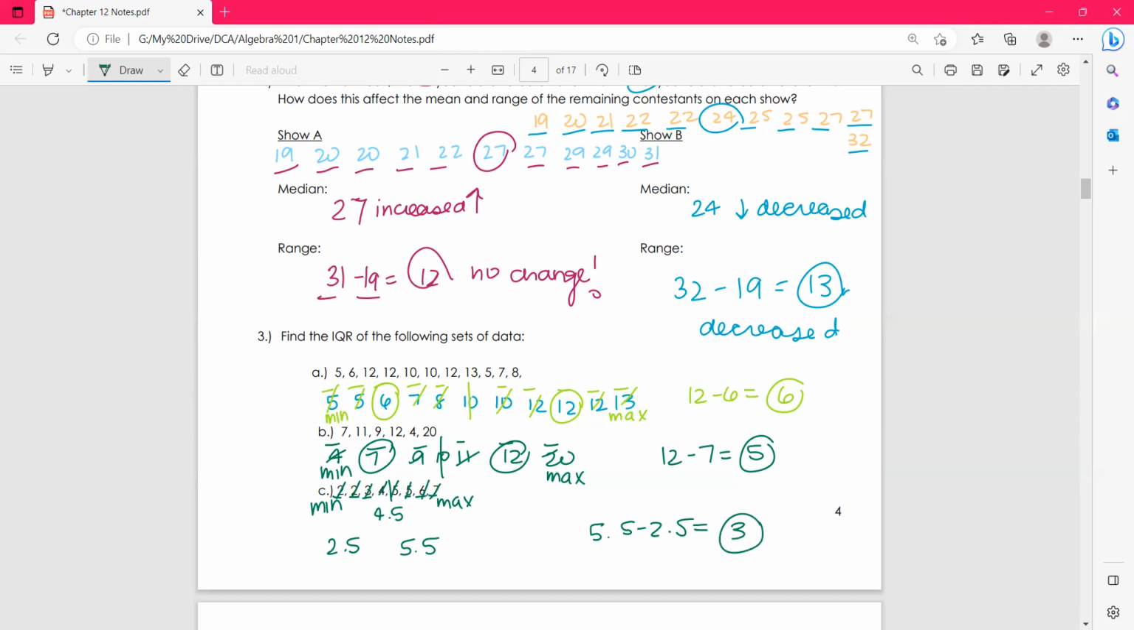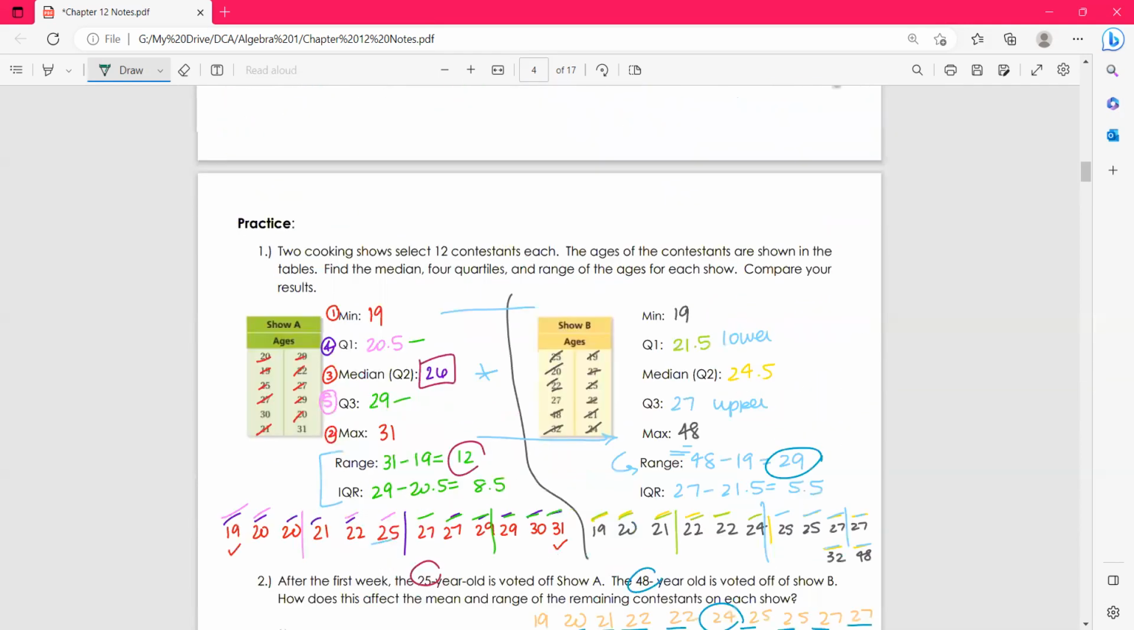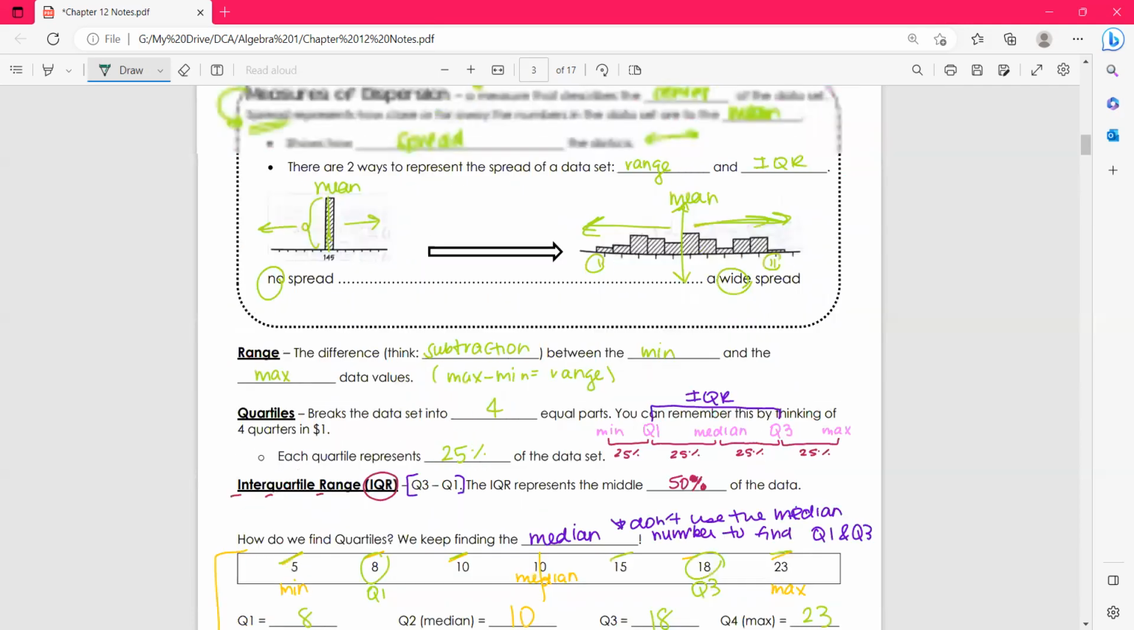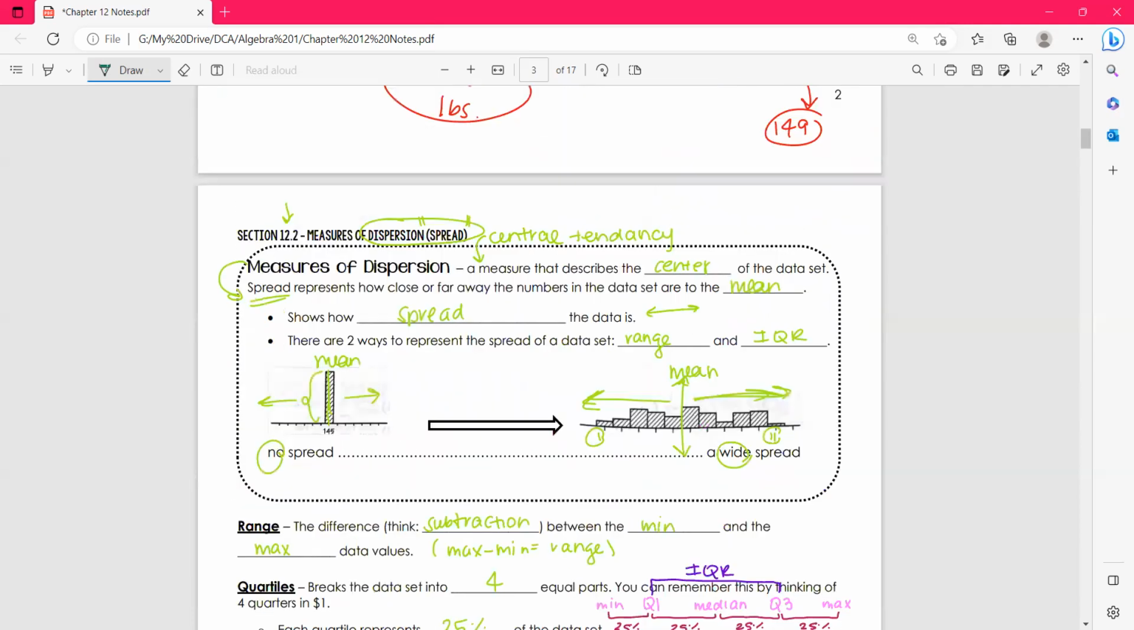Okay, so great job, guys. This is just some vocab and practice on measure of dispersion, IQR, and range. Awesome work.